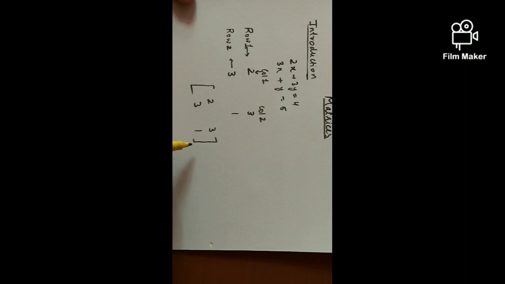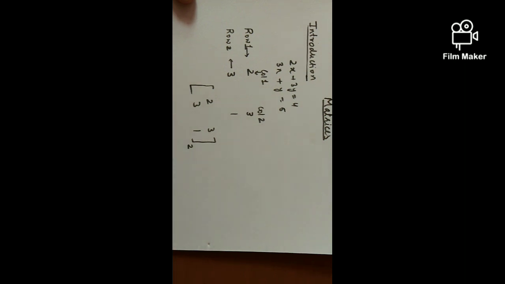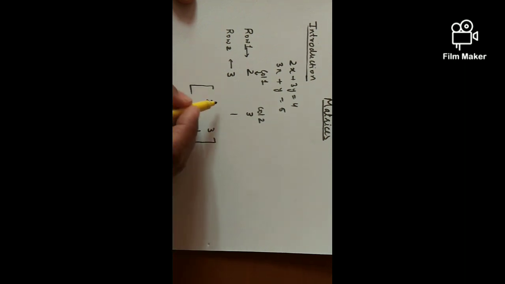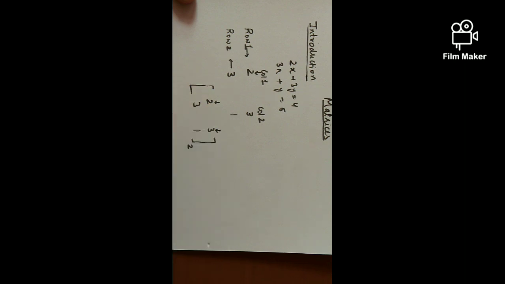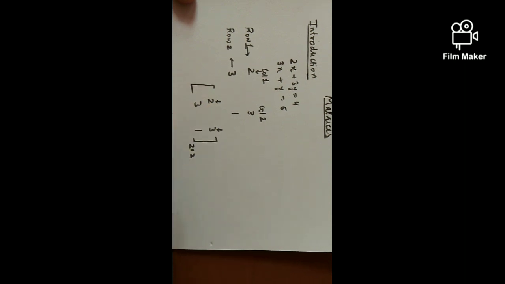You can see here the order of the matrix is, order means how many rows are there. There are 2 rows. How many columns are there? Columns are these. So this is a 2 cross 2 matrix. Now we are in a position that we can define the matrix.